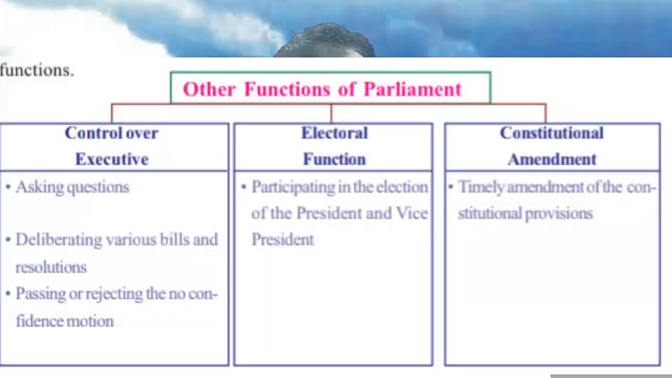that are given in our textbook as a table. Please see that table. Other functions of Parliament: control over executive, electoral function, constitutional amendment. These are the three other functions of Parliament. What is the control over executive? Asking questions, deliberating various bills and resolutions, passing or rejecting a no confidence motion.